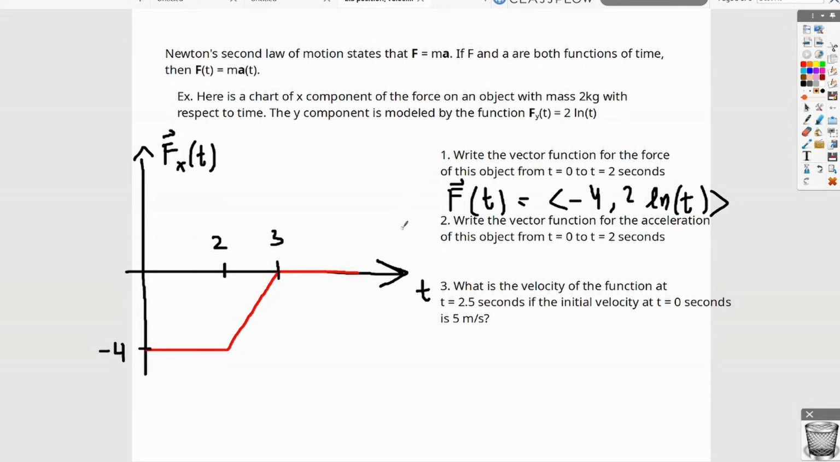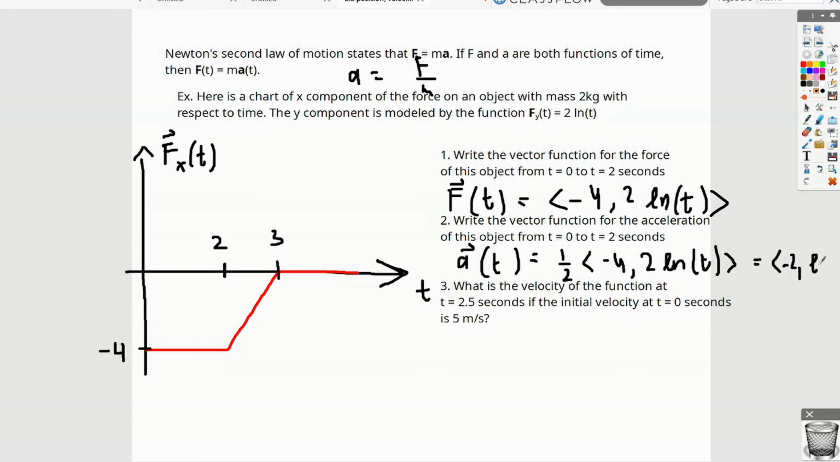So what's the vector function for acceleration? Well, the mass is 2 kilograms, so the acceleration is equal to the force divided by the mass, so 1/2 times -4 and 2 natural log of t, which you can simplify to -2 and natural log of t. So what is the velocity at t equals 2.5 seconds if the initial velocity at t equals 0 seconds is 5 meters per second?